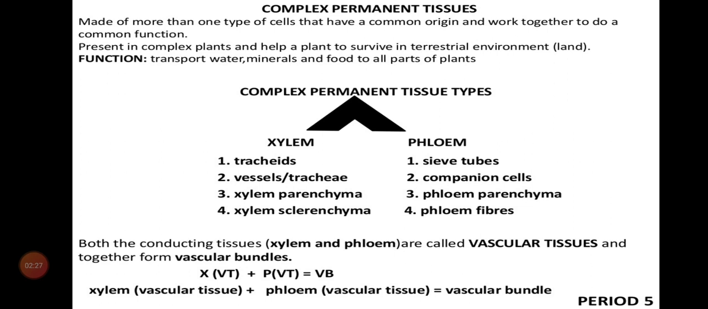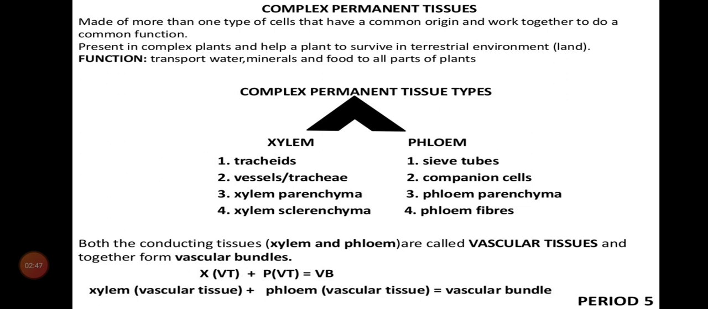Is that clear? So how can we simply define complex permanent tissue? Complex permanent tissues will have more than one type of cell, and they will have a common origin, and they will do the same function. That's why we call them complex permanent tissues.